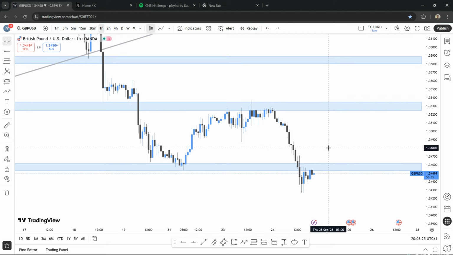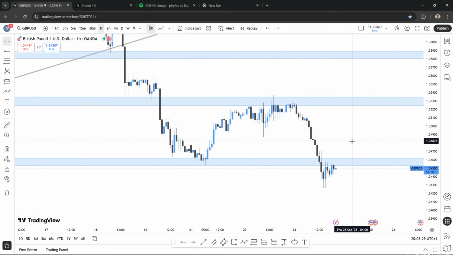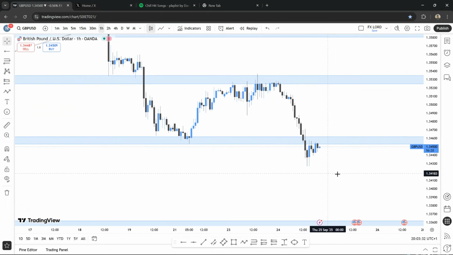So this is what's happening in the forex market right now, and it's looking really juicy, and I'm going to wait for this to happen and we take our next trade.